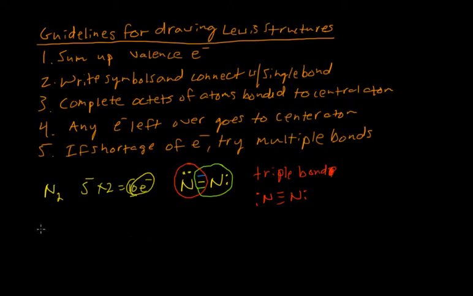So let's do another example. Let's say I have an organic molecule, CH3OH. If we look at carbon, let's put this up here. Write symbols and connect with a single bond. Typically we're going to put the least electronegative atom at the middle.